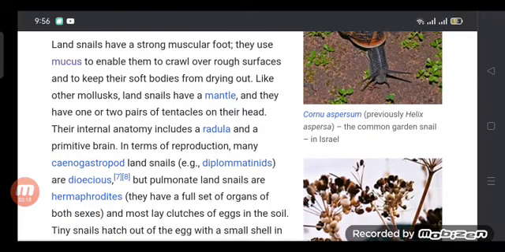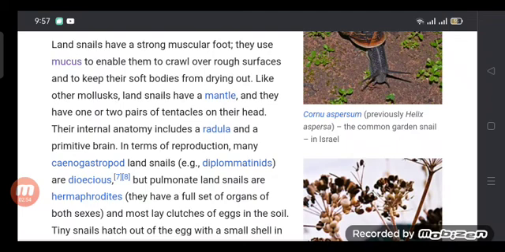Land snails have a strong muscular foot that uses mucus to enable them to crawl over rough surfaces and to keep their soft bodies from drying out. Like other mollusks, land snails have a mantle, and they have one or two pairs of tentacles on their head. Their internal anatomy includes a radula and a primitive brain.